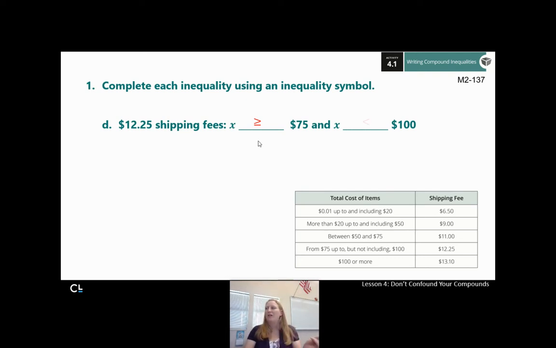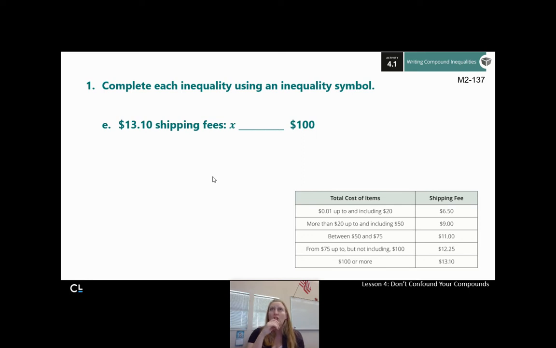No squashed equal sign. So I'm going to say less than $100. So X is greater for my $12.25 shipping fee. X is greater than or equal to $75, and X is less than $100. Good to notice. And last but not least, that $13.10 shipping fee, if it's just more than $100, right?